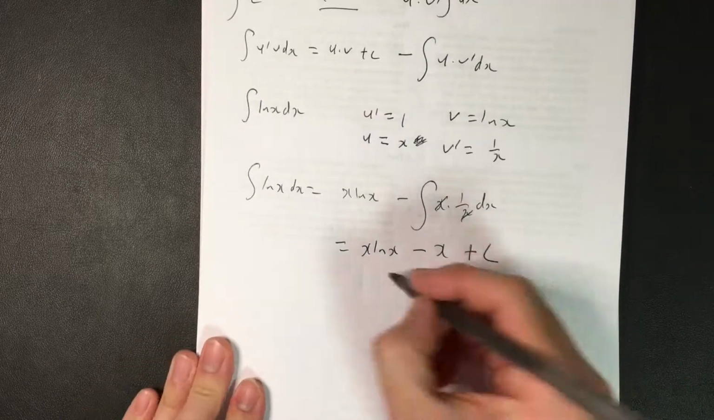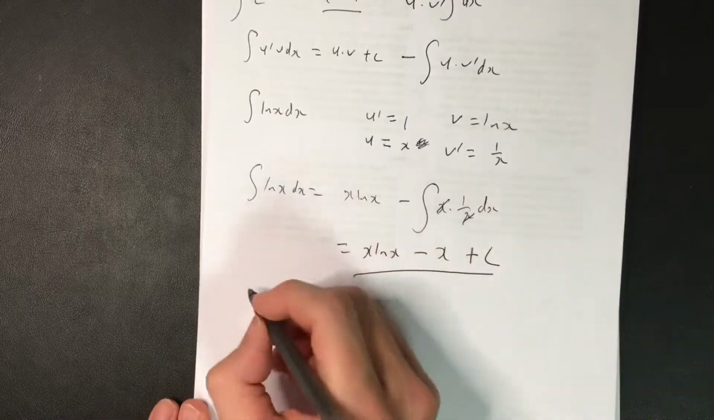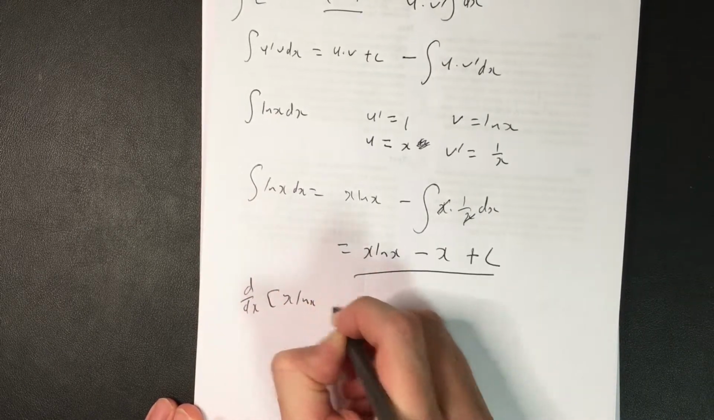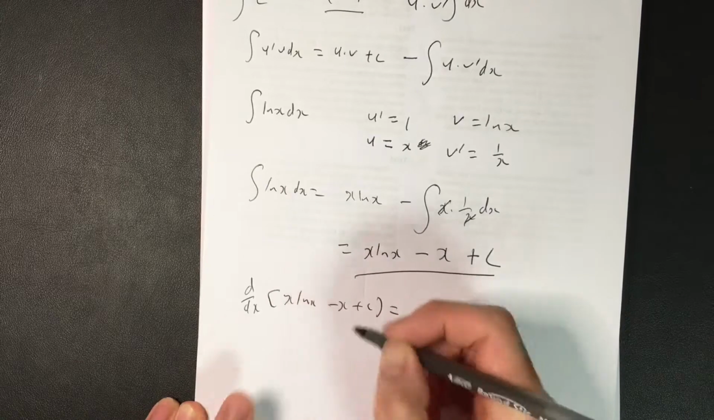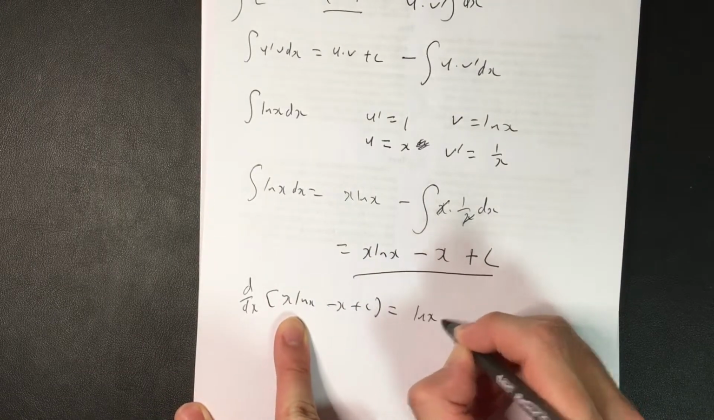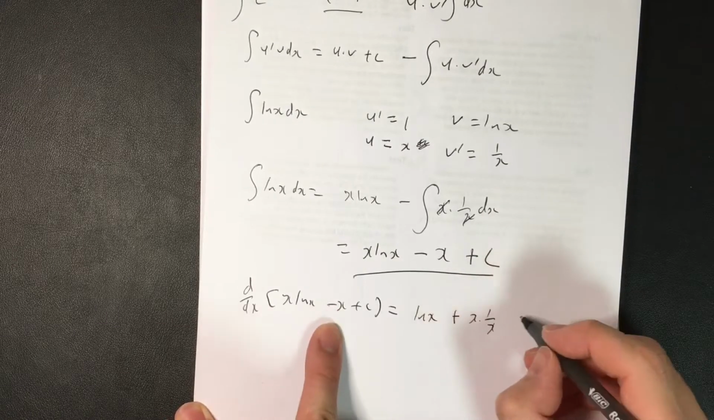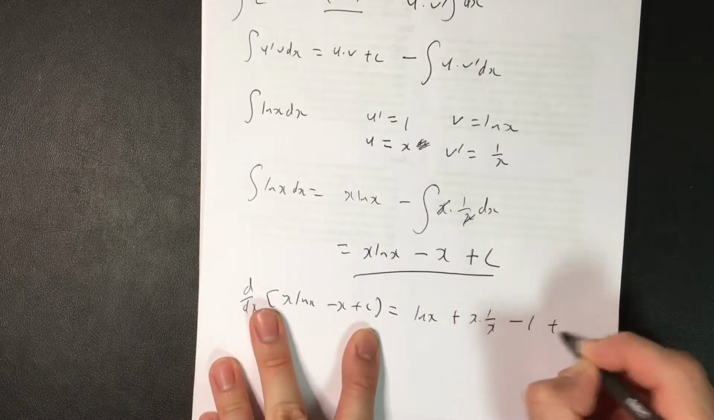Now let's verify this result that we got from integration by parts. So taking the derivative of x ln x minus x plus c, this becomes natural log of x plus x times 1 over x from the product rule. This becomes negative 1, and that becomes 0.